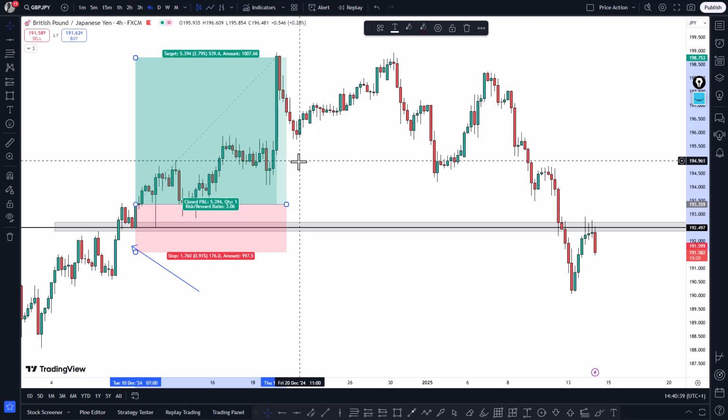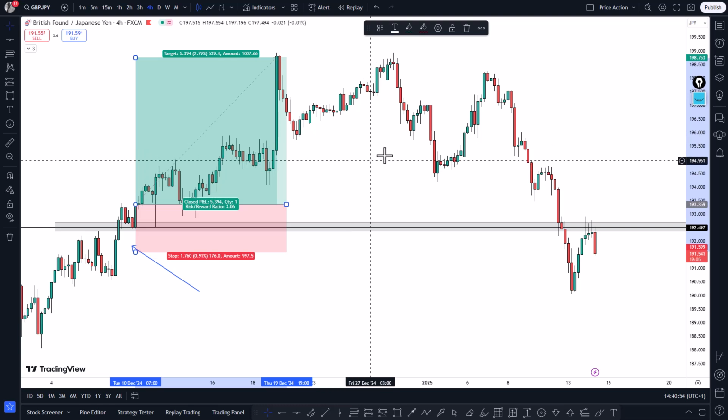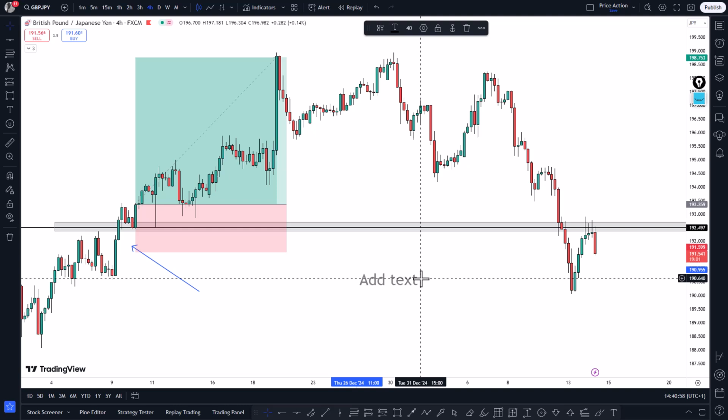Simple as that. You're just trading support and resistances, nothing else. Now, here's the catchy part. Let's assume that you took 100 trades. Let me quickly pick up this tool here, the text tool, to show this to you. So let's assume that you took 100 trades. Now, from these 100 trades you took, let's assume that you lost 60 trades.